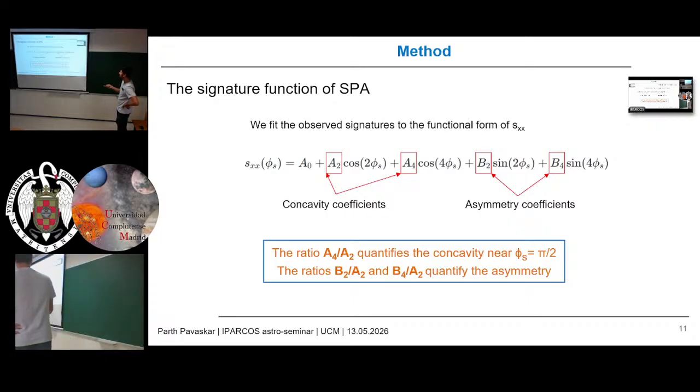And this is exactly what the SPA method's classification parameters are. You have this first ratio, A4 to A2, essentially the cosine coefficient ratio, that quantifies what I just said was the concavity near phi s equals pi by 2. And then you have these two coefficients normalized to A2 that quantify the asymmetry. We don't know at the moment if they are important, but we will fit them anyway to see.